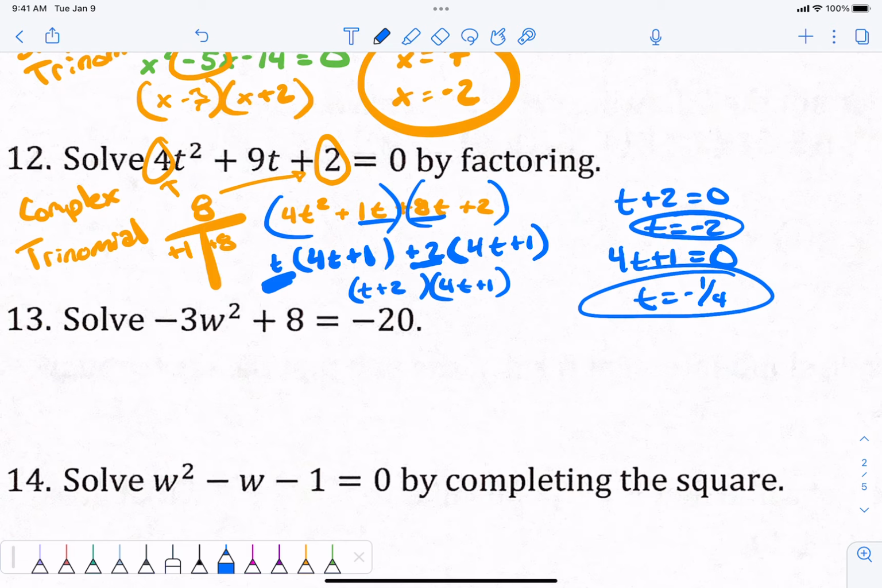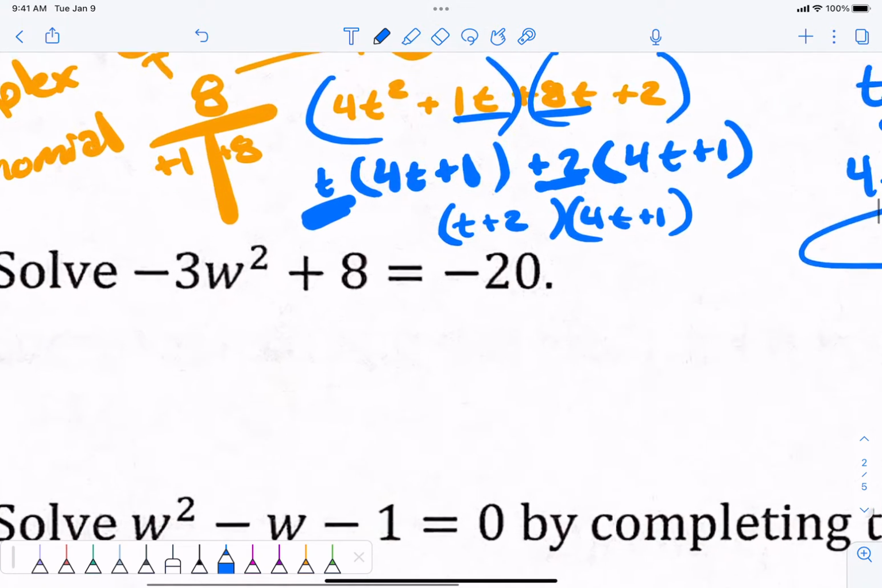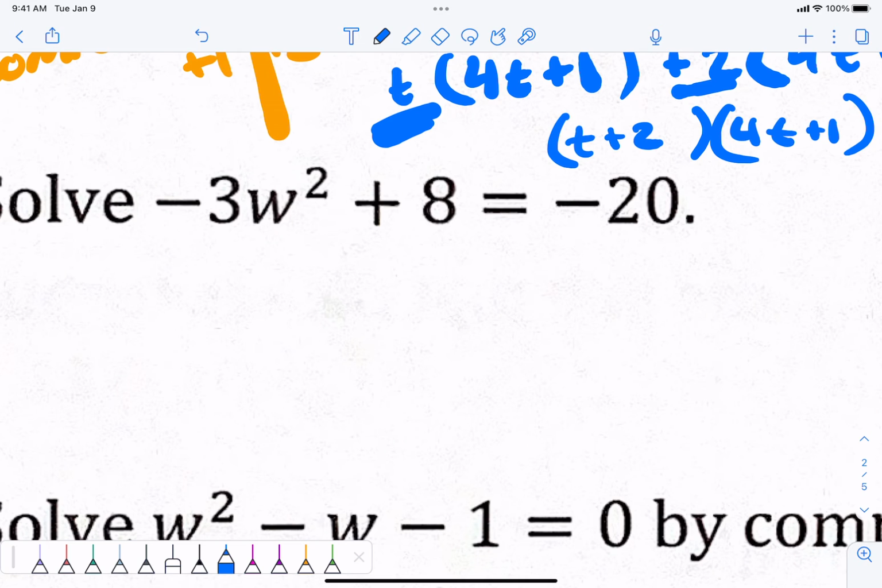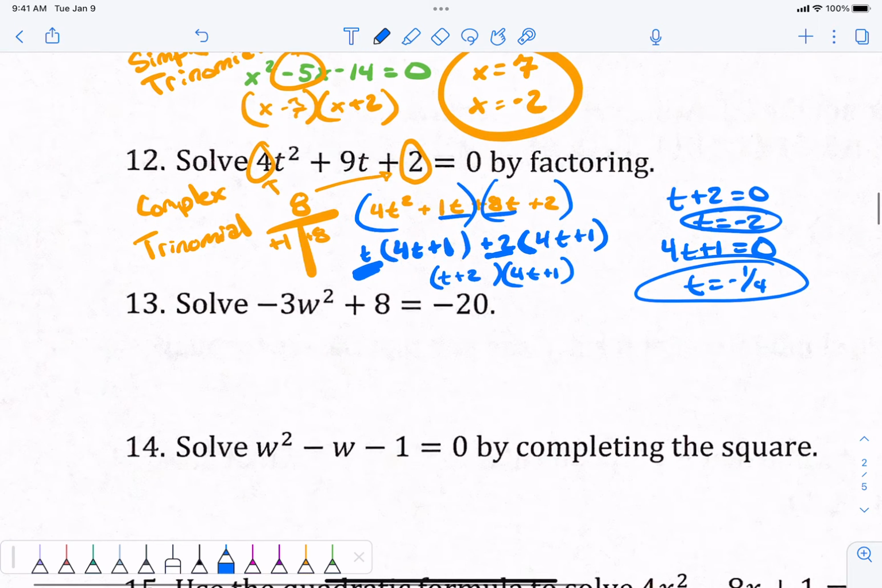13, solve this thing, okay? So it doesn't say by factoring. It doesn't really tell us what solution to do, but look at the things. It doesn't have a W in there. It just has a W squared, and then just some numbers.